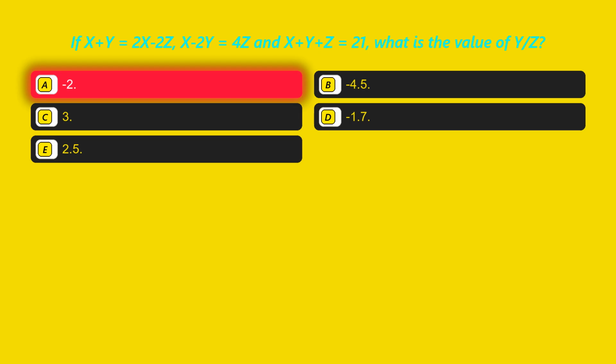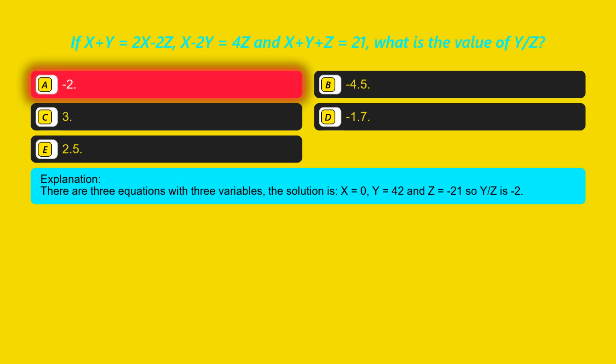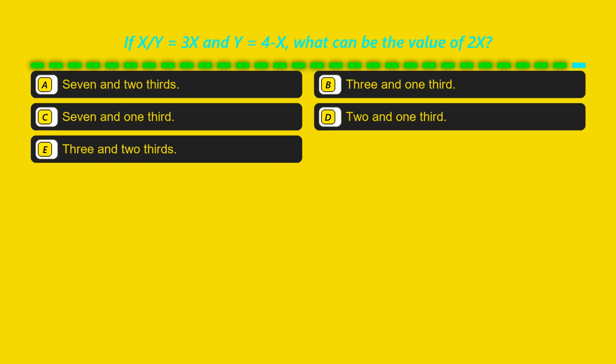The correct answer is option A, minus 2. There are three equations with three variables. The solution is x equals 0, y equals 42 and z equals minus 21, so y/z is minus 2. Question 3. If x/y = 3x and y = 4x, what can be the value of 2x?